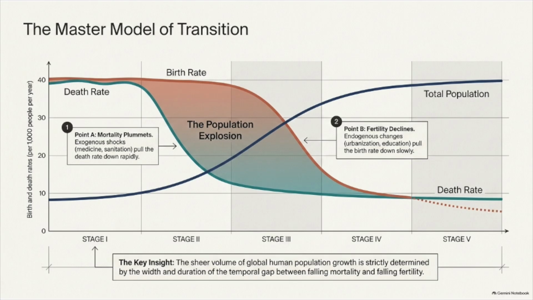At point A, mortality plummets as exogenous shocks like medicine and sanitation pull the death rate down rapidly. This creates the population explosion, the widening gap between birth rate and death rate. At point B, fertility declines as endogenous changes like urbanization and education pull the birth rate down slowly. The key insight here is that the sheer volume of global human population growth is strictly determined by the width and duration of the temporal gap between falling mortality and falling fertility.